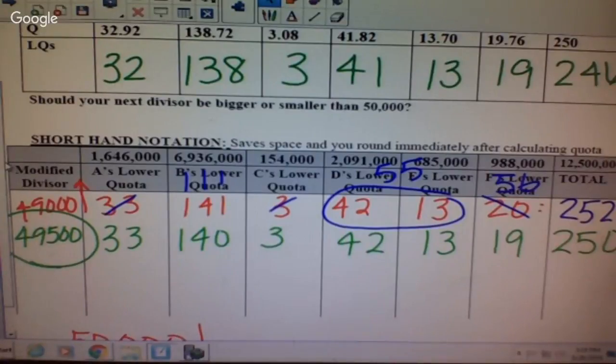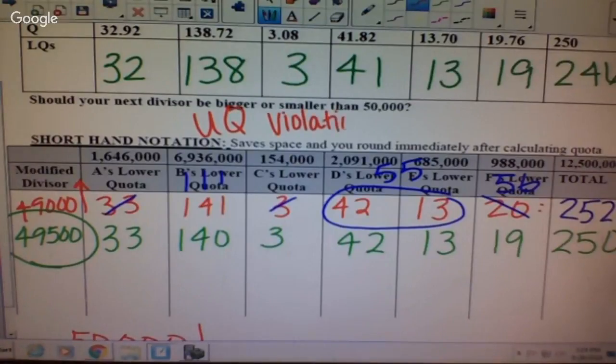My lower is 138. What's my upper? 139. What happened? They went up 2 instead of going to that upper quota. We talked about it yesterday. What is it when my number goes too high? It goes above my upper quota. It's an upper quota violation. It went too high. So, a con of Jefferson's method is it can cause upper quota violations. Any questions? No. All right.